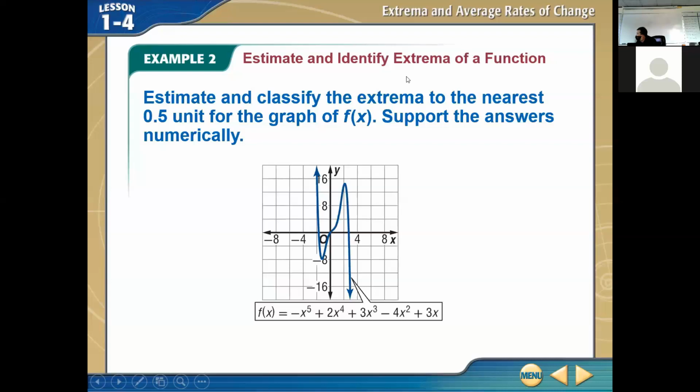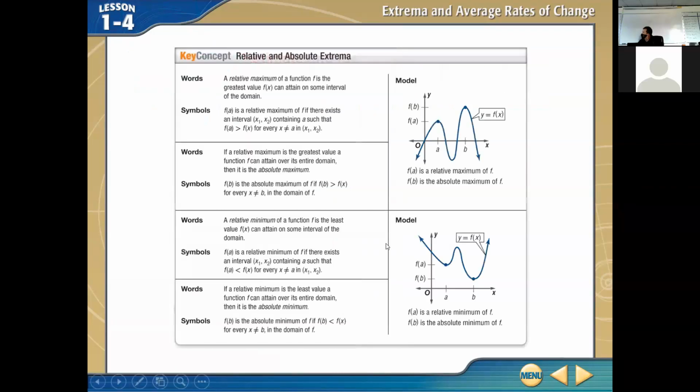The difference between relative and absolute. Okay. So relative is just over a specific interval, whereas absolute is the entire domain. So if we're looking at this one right here, relative is just a section of surrounding points. Okay, a section or an interval of surrounding points. So that's why A would be a relative maximum, because it's a high point, but it's not the absolute high point.